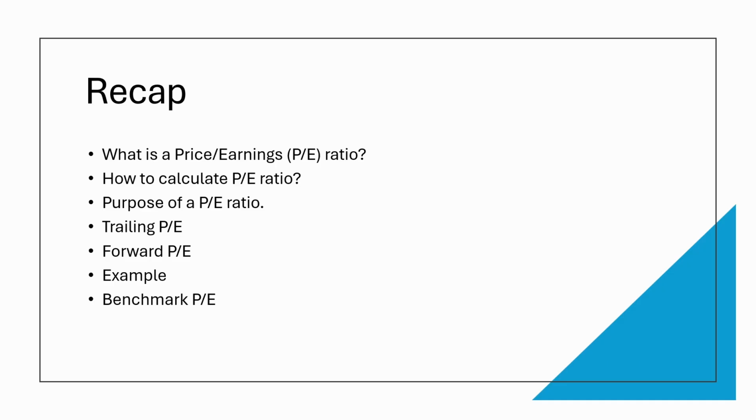Trailing PE is calculated by dividing the price of a stock by past 12 months earnings. Forward PE is calculated by dividing the price of a stock with future 12 months earnings. Since the future is not known, we use estimates to calculate forward earnings. We took Google as a real-world example to apply the concept of PE ratio. We also compared the calculated value with the S&P 500 benchmark to conclude that Google is fairly valued.